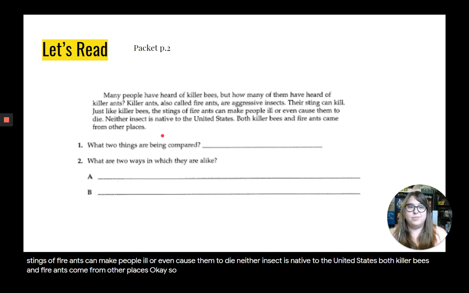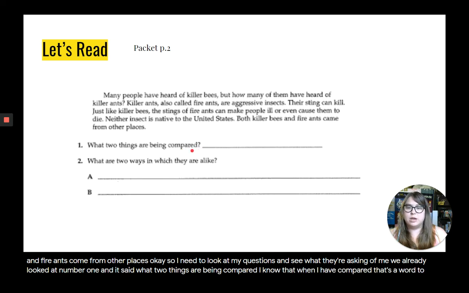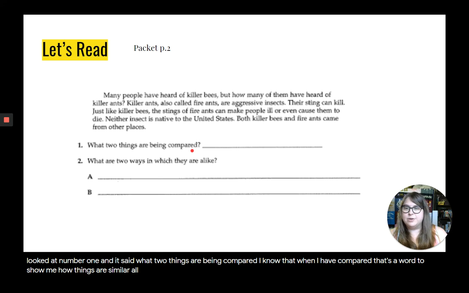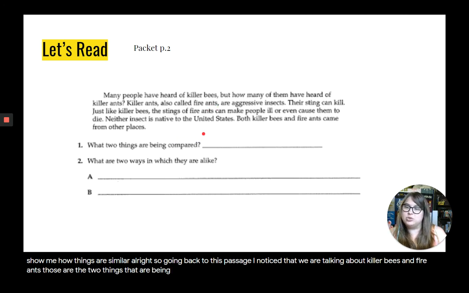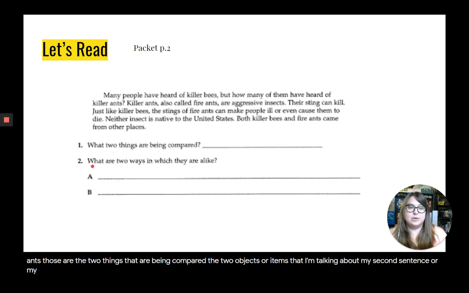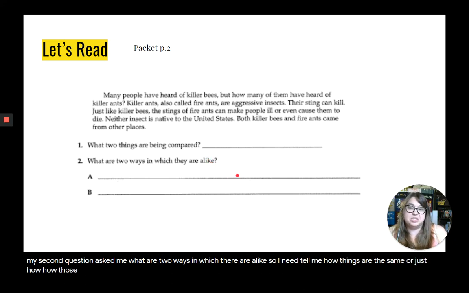Okay, so I need to look at my questions and see what they're asking of me. We already looked at number one, and it said, what two things are being compared? I know that compare is a word to show me how things are similar. Going back to this passage, we are talking about killer bees and fire ants. Those are the two things being compared, the two objects or items I'm talking about. My second question asked, what are two ways in which they are alike? So I need to look for either signal words that tell me how things are the same, or just how those two things happen to be alike.